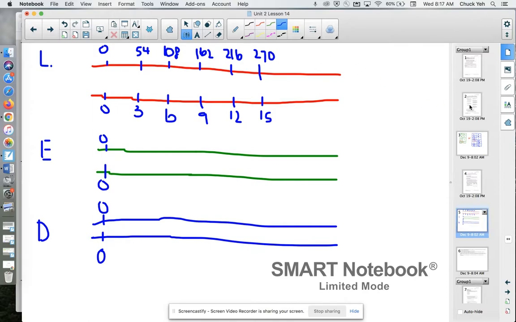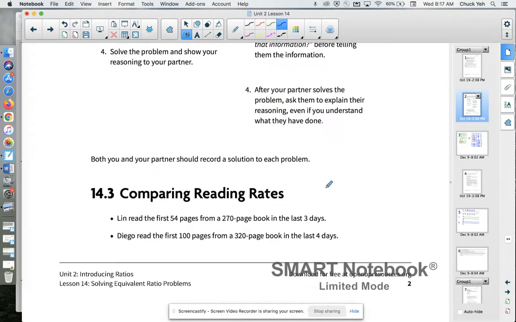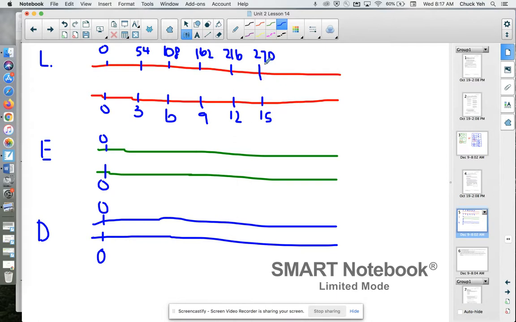So then it says from a 270 page book, right? So where is 270 at? Right here. So we started at 3. So we're at the first 3 pages. How many days is it from 3 to 15? You got it. 12 days. All right, 12 days. Do you kind of see what we're doing here? Okay, if not, let's do the second.